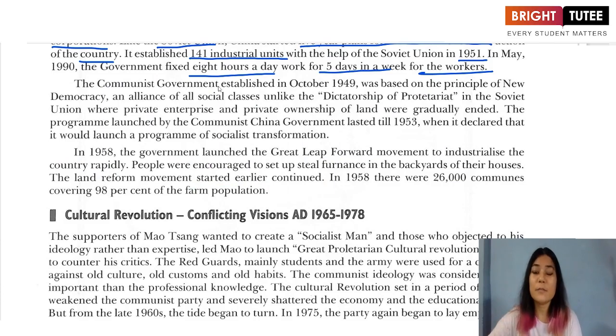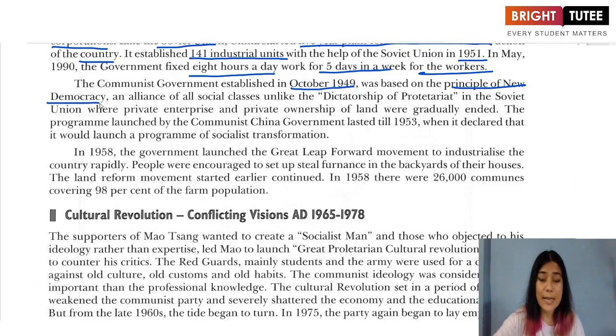The communist government, which was established in China in October 1949, was based on the principle of new democracy. And that meant that it had made an alliance with all the social classes. So all the social classes were equal. So this was the new principle of new democracy, which led the foundation of the communist government in China.